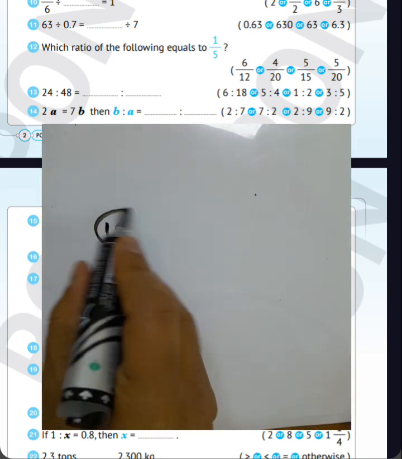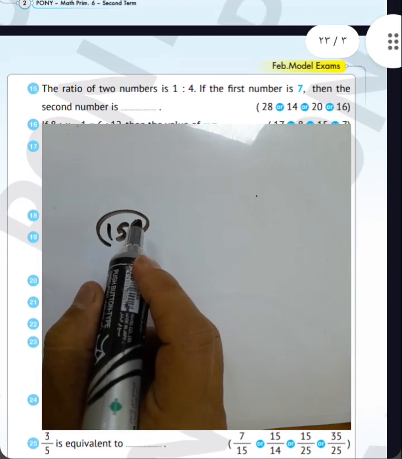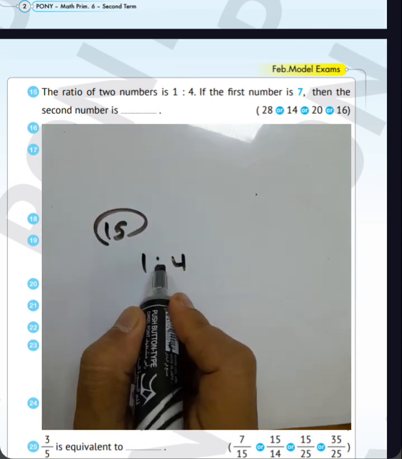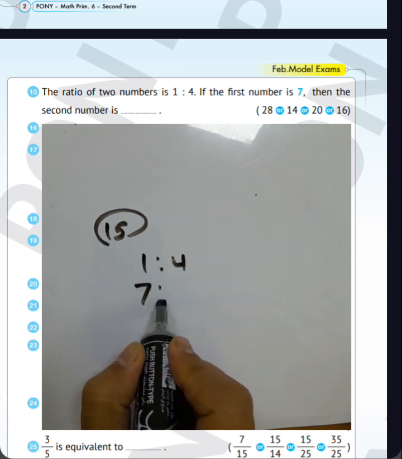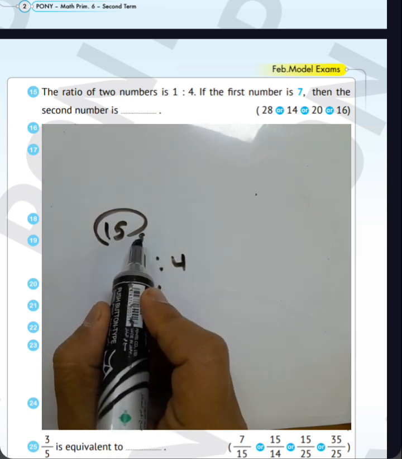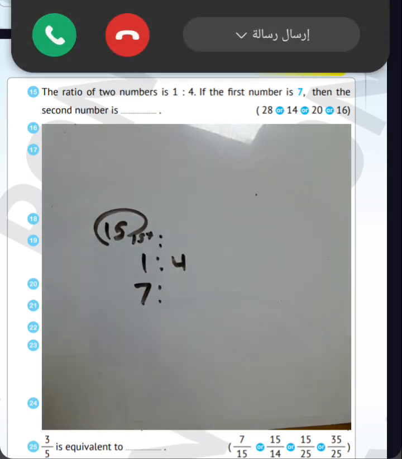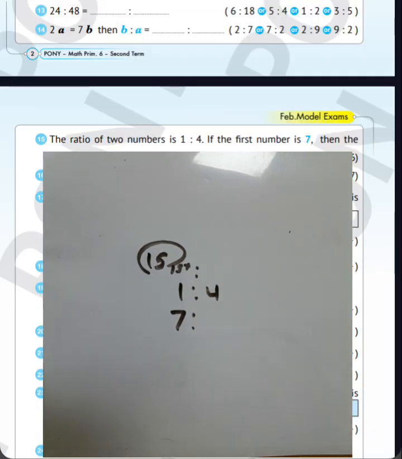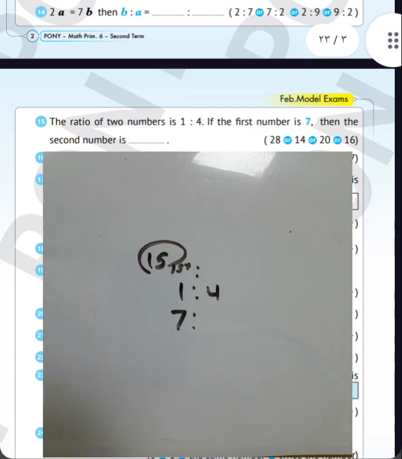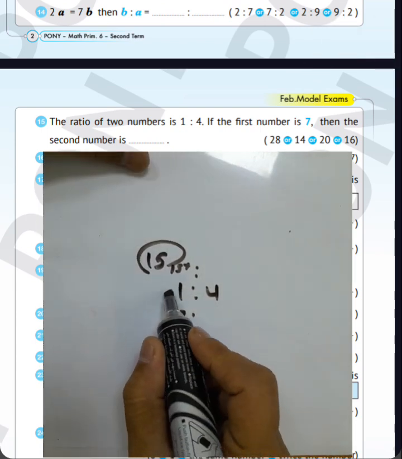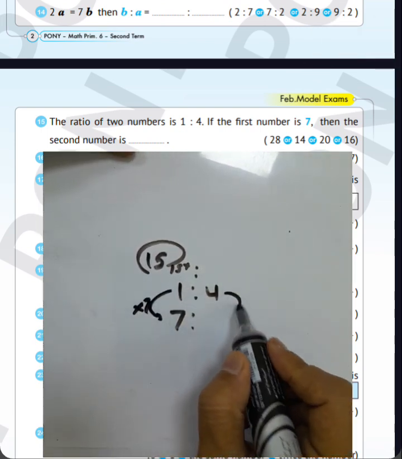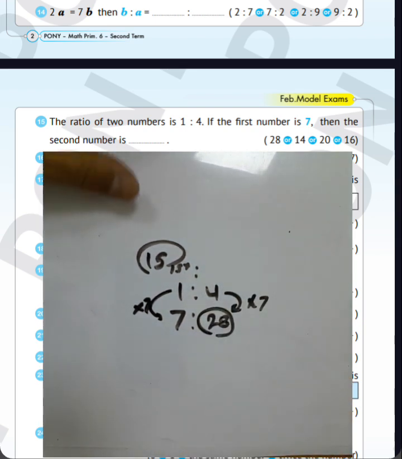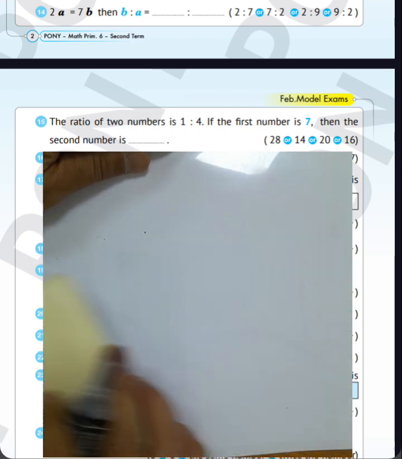Question 15. The ratio of two numbers is 1 to 4. The first number was 7, then the second number will be what? We know 1 times 7 equals 7, then 4 times 7 equals 28, then the second number will be 28. Next example.